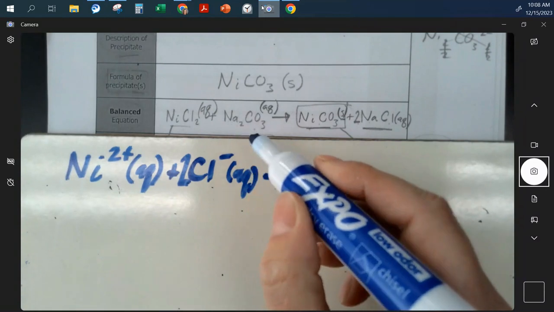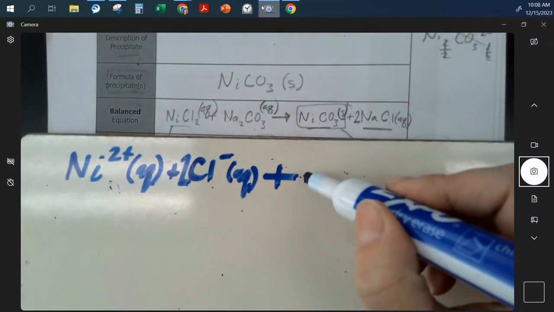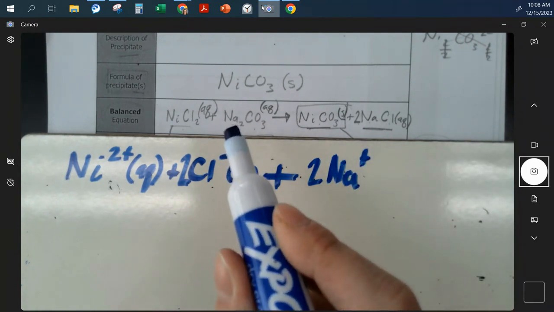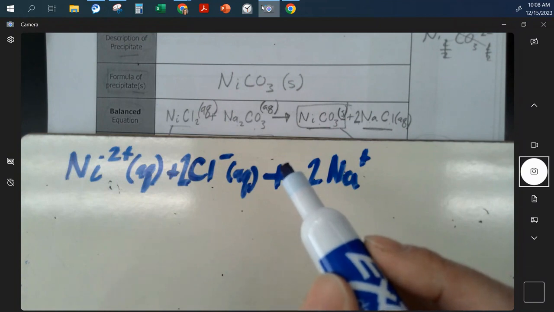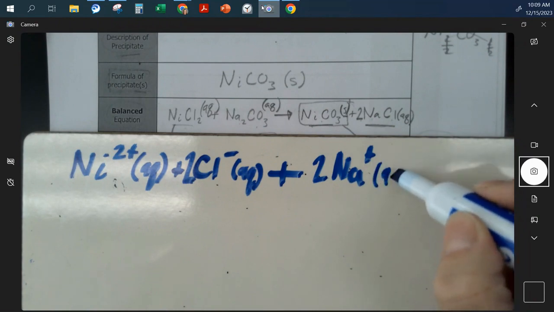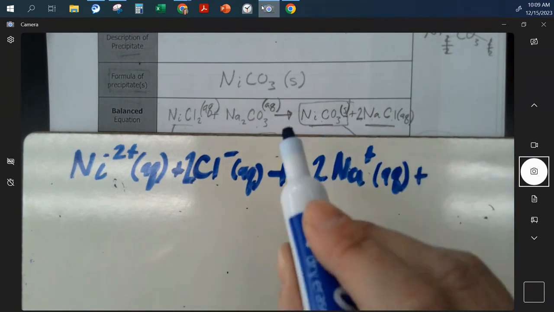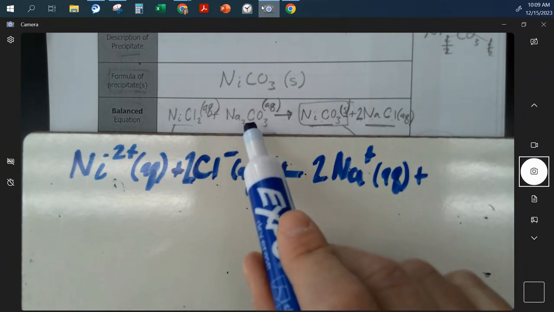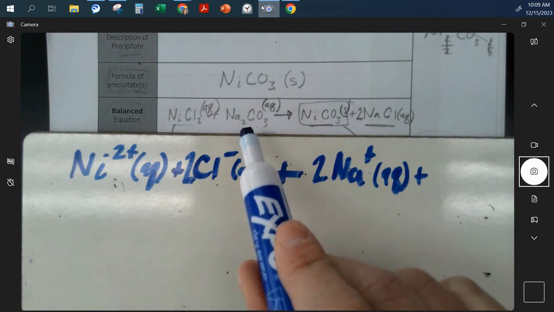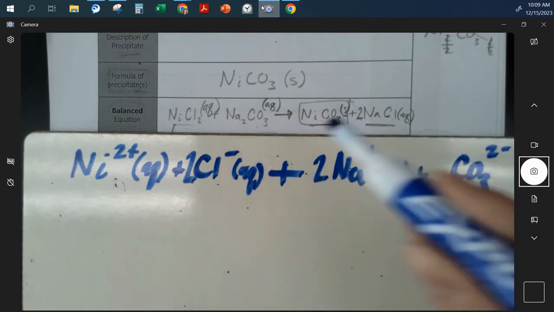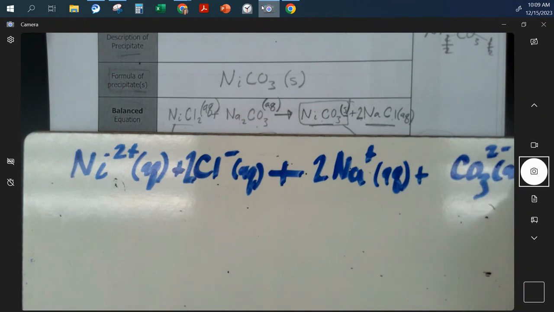Add, I also have this one. I have sodium carbonate, that's aqueous. So I need 2 Na pluses. So I'm just breaking them into their ions and writing them. Everything that's aqueous, I'm breaking it up. And then carbonate, this is also aqueous. So make sure you're putting the phases. That's something they asked me to look for, so I'm telling you now, make sure you put all the phases. Carbonate is here. That's CO3 2 minus. There's only one of those, so that's also aqueous.